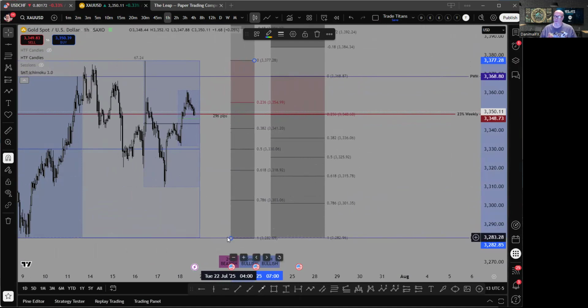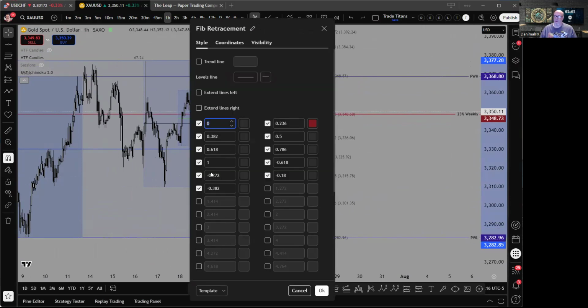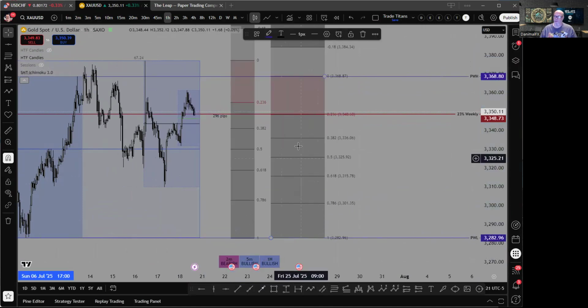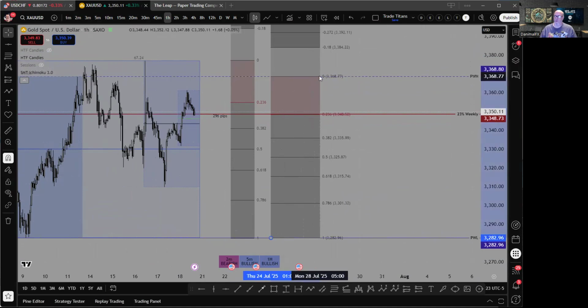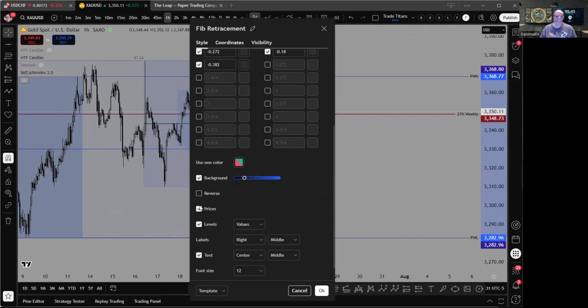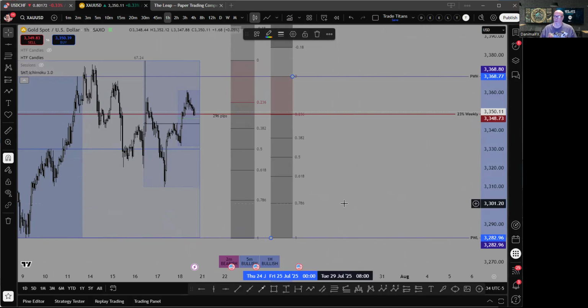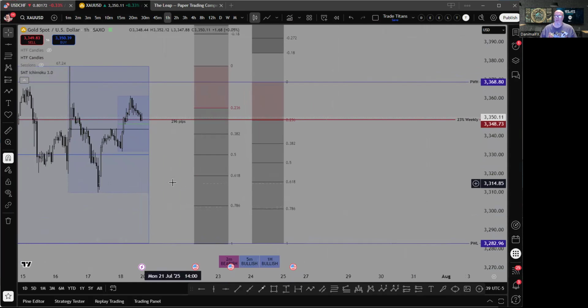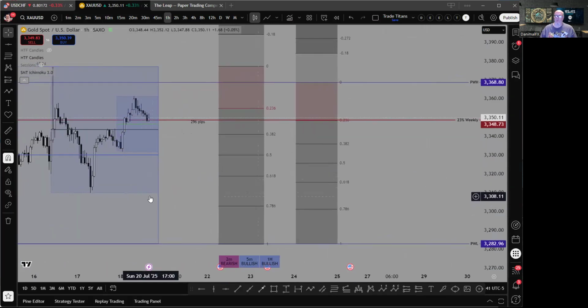So we can get rid of the prices. We can make this one a little skinnier. We can get rid of these, get rid of the prices. So now we have the 5 minute, which is okay. So this 17 boxes are 5 minute box.